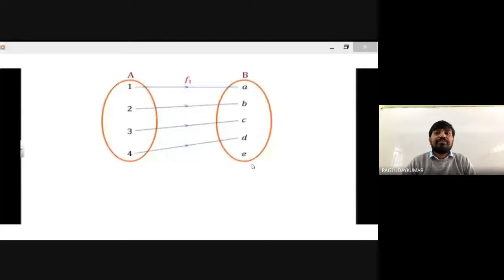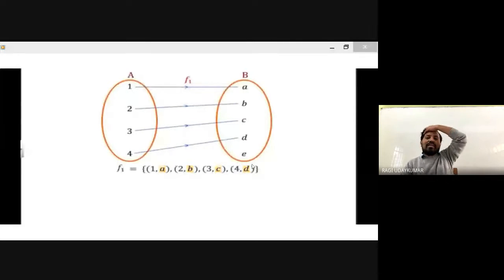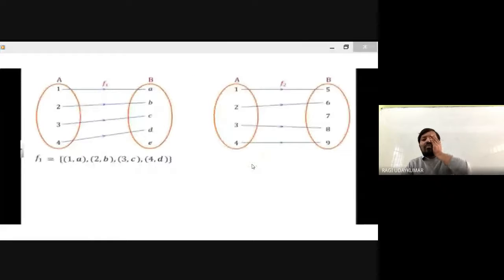So here, let us take one example. This is set A containing the elements 1, 2, 3, 4 and set B containing the elements a, b, c, d, e. And here the relation is given to you: 1 to a, 2 to b, 3 to c and 4 to d is given. So this is a relation. So now here (1, a), (2, b), (3, c), (4, d).